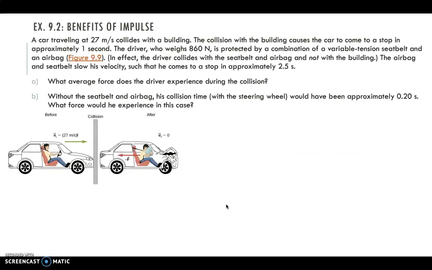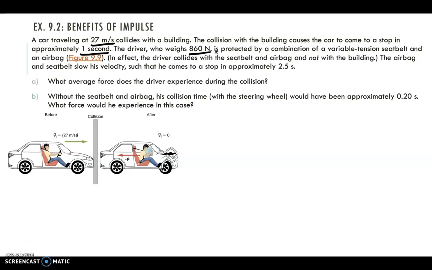Okay, so let's go ahead and do an example. This is example 9.2, and we're going to be looking at benefits of impulse. It states a car traveling at 27 meters per second collides with a building. The collision with the building causes the car to come to a stop in approximately 1 second. The driver, who weighs 690 newtons, is protected by a combination of a variable tension seatbelt and an airbag. In effect, the driver collides with the seatbelt and the airbag, not with the building, right? Because there's that protection there.